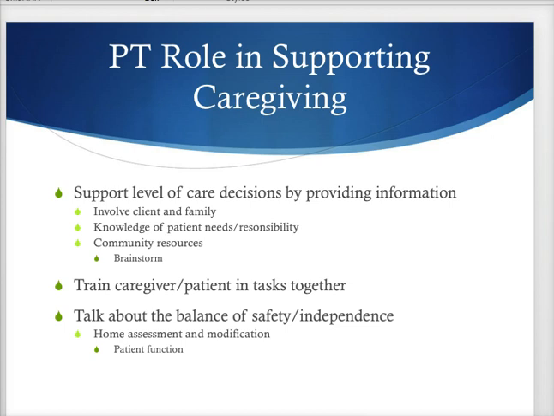Our role in supporting caregiving and education of our caregivers is supporting level of care decisions by providing information and involving the client and family. We need to know what community resources are available, work with the caregiver and patient and task together, and this should be done in small amounts of training time with adult learning principles incorporated. And we talk about the balance of safety and independence with home assessment and modification and function.